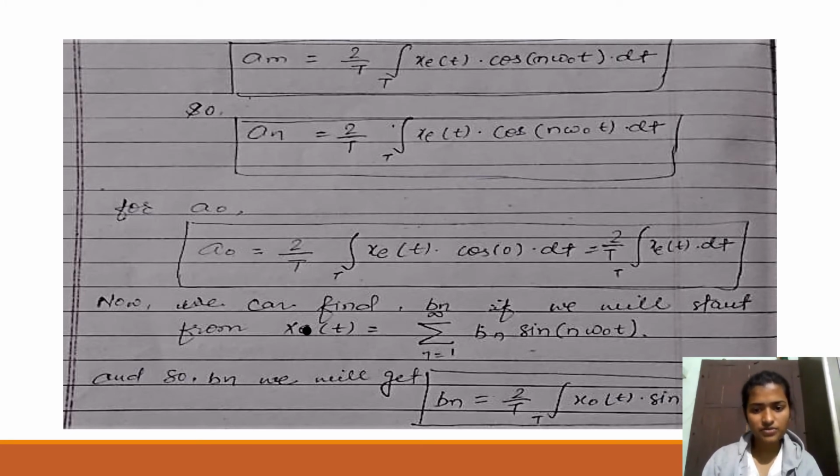In the same way we can find the value of b_n. Here we have to take a different function initially: x(t) is equal to summation of b_n sin(n omega naught t), where n goes from 1 to infinity. From here we can get the value of b_n.